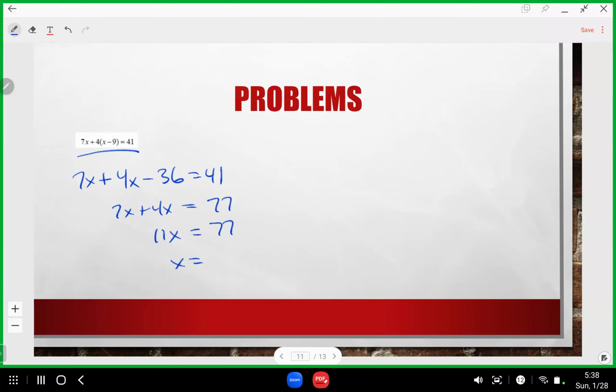Very good. For anybody confused, she did it quite fast here. What we did here is add 36 to both sides, right? That's how we cancel out this 36 on this side. Then we have 77 here, and then she combined like terms. I'm pretty sure you all know how to do that. Now we have to divide both sides by 11. x is equal to 7. Very good.